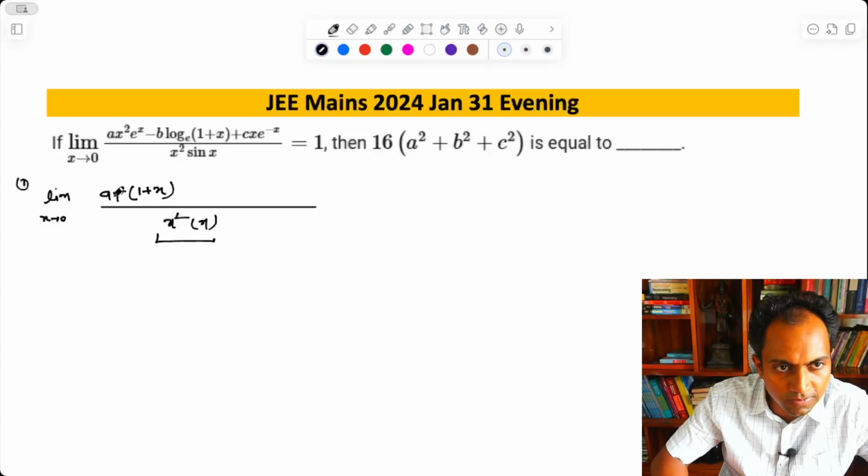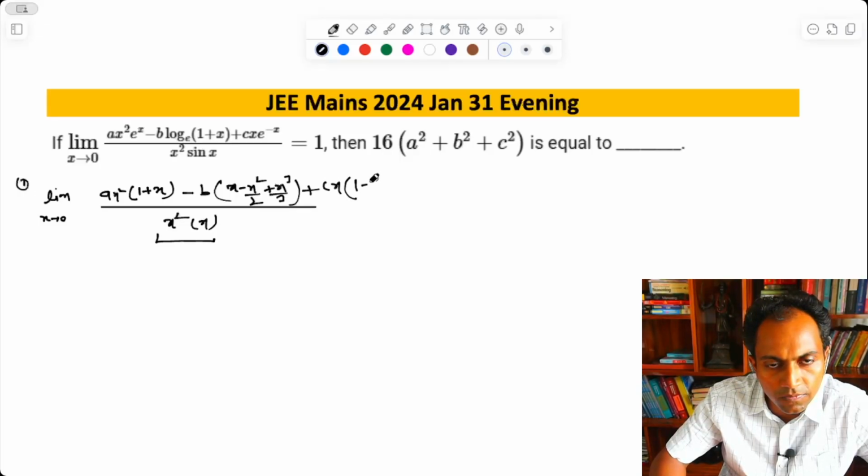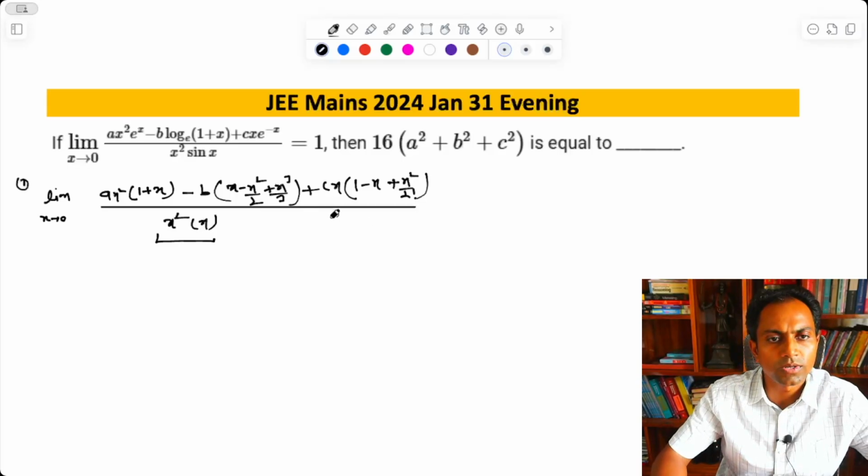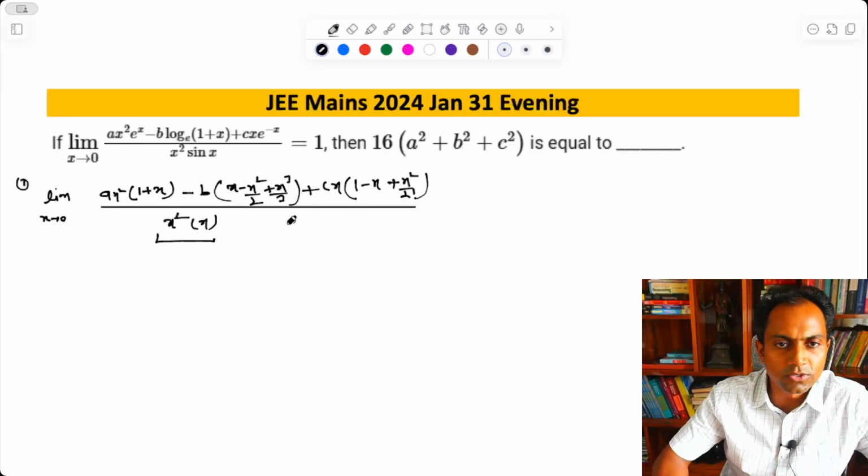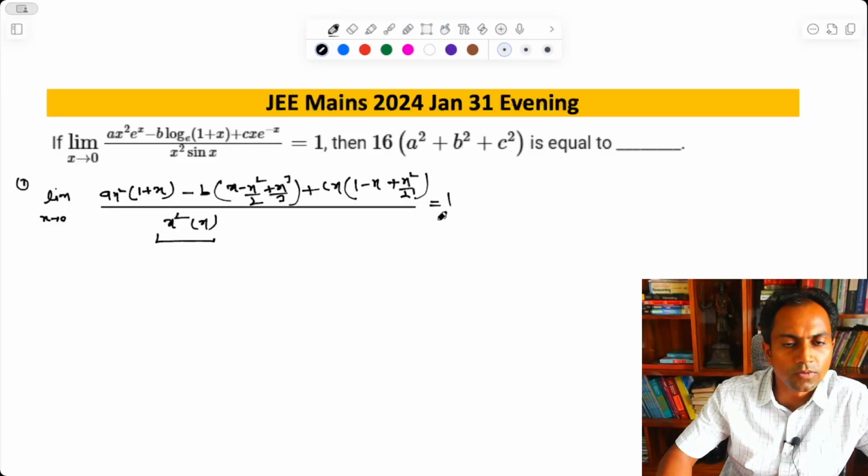So 1 plus x is fine because x square will get multiplied and make it x cube. Then minus b, this we can write as x minus x square by 2 plus x cube by 3. And then this can be written as cx is fine, 1 minus x plus x square by 2. So now you can see that numerator's maximum power is going till x cube, and now it is totally fine, and they are saying that this should be equal to 1.